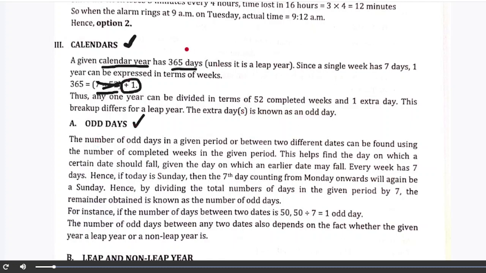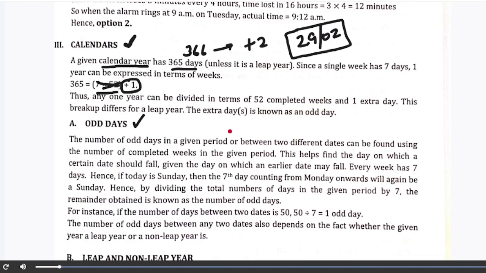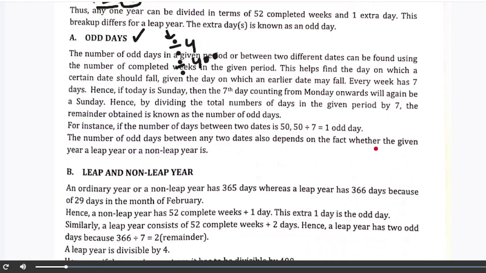Now in leap years, we have 366 days. The extra days are plus 2, that is, the 29th of February also gets added. Now, which is a leap year? I believe you must be aware. A leap year is one which is divisible by 4. A leap century year is one which is divisible by 400. Rest all are not leap years.